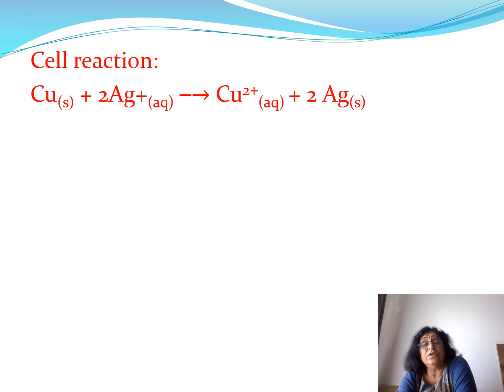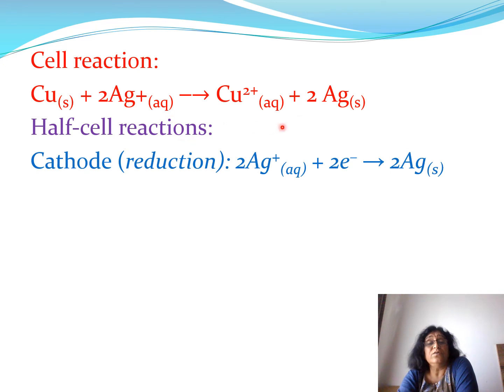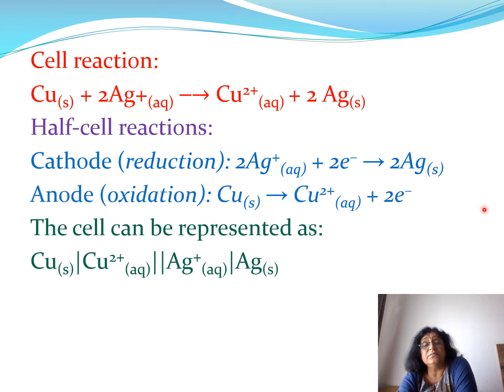So the cell reaction: copper plus 2 silver ions gives you copper ions plus 2 silver. So what will the half cell reactions be? Here, which is undergoing oxidation and which is undergoing reduction? At the cathode, the reduction is happening and silver ions gain an electron to convert to silver, and copper loses electrons and converts to copper ion plus 2 electrons.